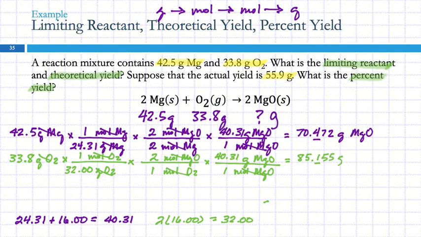85.155. So again, we should have 3 sig figs because we started with 3. This is the hard part. What's smaller, 70 or 85? 70. So we're picking the smaller answer.